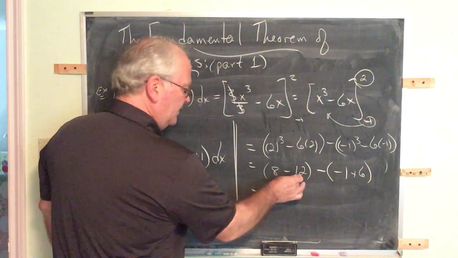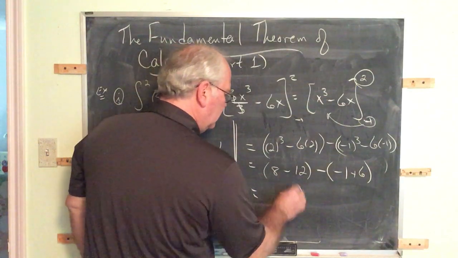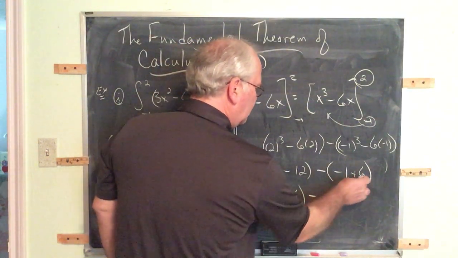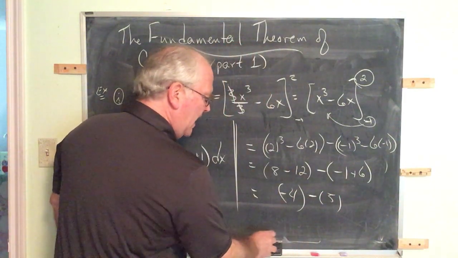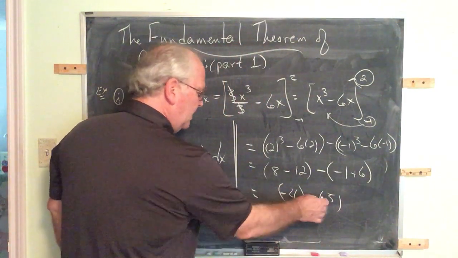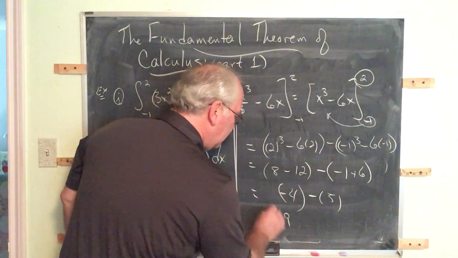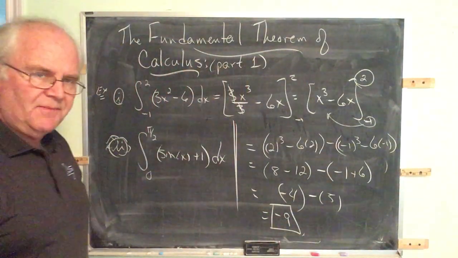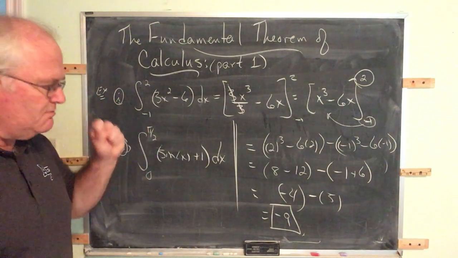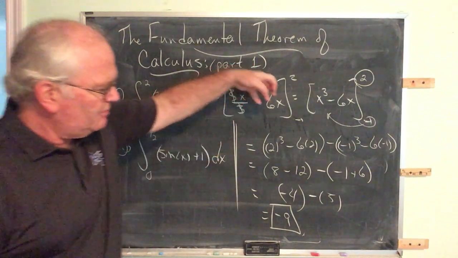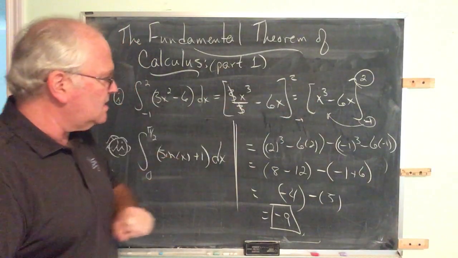And so what's left now? This is now -4 minus, what is this? This is 5. -4 minus 5. Right? -4 minus 5 is -9. And we're all over with that. So it's not difficult, but it is meticulous. Be very careful, particularly with the negative signs.